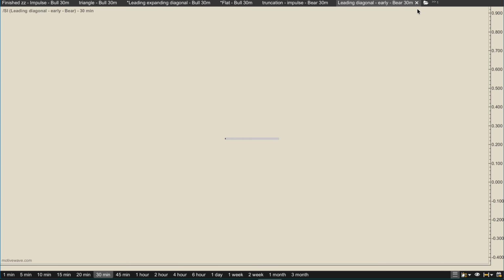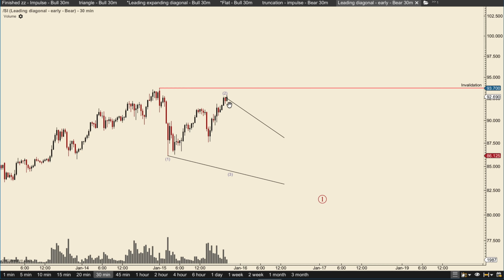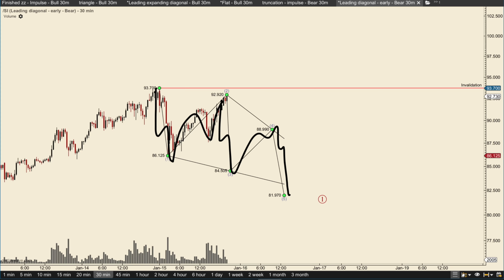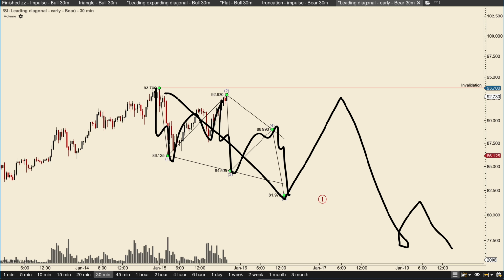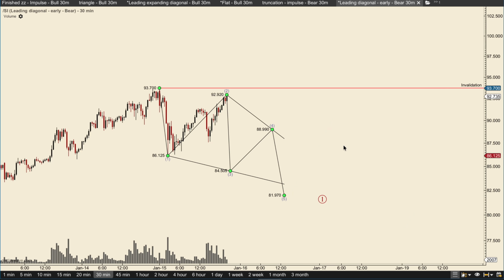And the last bearish scenario, I'm going to update this because it moves all the time. So this is a leading diagonal. So 1, 2, 3, 4, 5, looking for lower prices. And the invalidation is taking out this high. Which one of these has the highest probability?